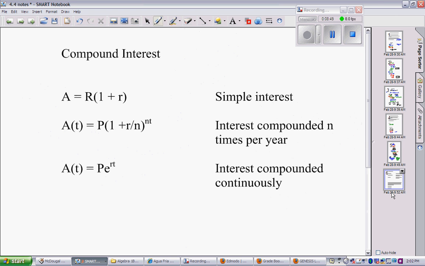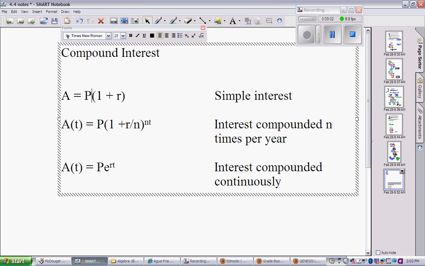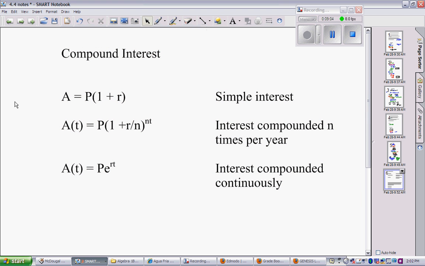And we are about to move to interest. There are 3 different interest formulas. There's A equals P, I'm sorry, P times 1 plus r t. That's your simple interest. Compound interest is A of t equals P times 1 plus r over n to the nt. And A of t equals P e to the rt, which is the interest compounded continuously.